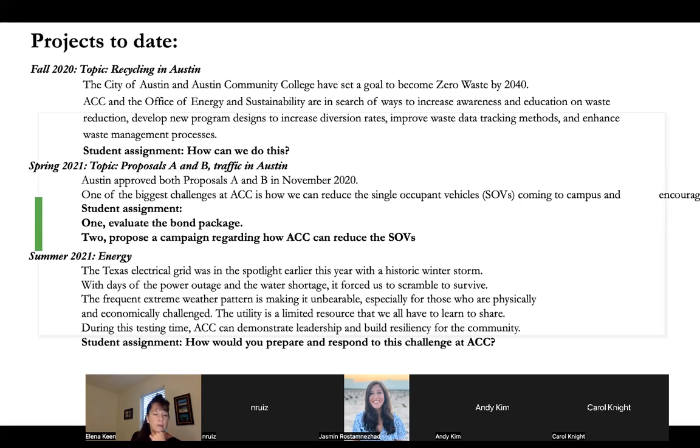In the summer of 2021, we talked about energy, because this was right after the huge storm we had in February of 2021. The Texas electrical grid was in the spotlight earlier this year with the historic winter storm. With days of power outage and water shortage, it forced us to scramble to survive. This frequent extreme weather pattern is making it unbearable, especially for those who are physically and economically challenged. The utility is a limited resource that we all have to learn to share. During this time, ACC can demonstrate leadership and build resiliency for the community. So the student assignment for this one was, how would you prepare and respond to this challenge at ACC?